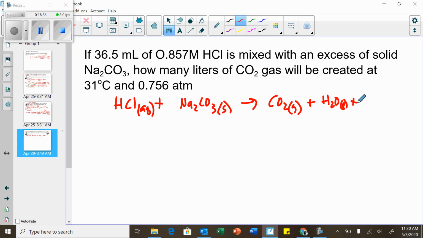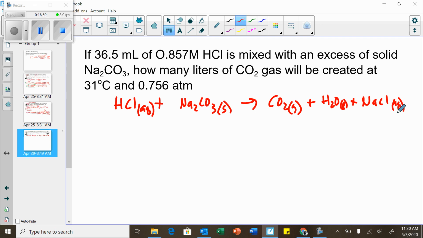And I'm going to make sodium chloride, which is aqueous. And don't worry about how I got those. Like I said, that's something we would have covered had we been in class together every single day, but we're not. So we're considering that not one of our essential learning. So I'll always give you the products here.